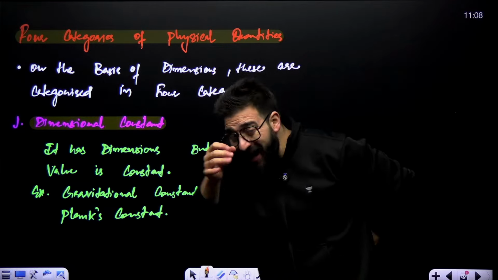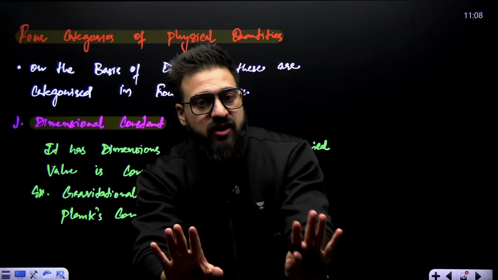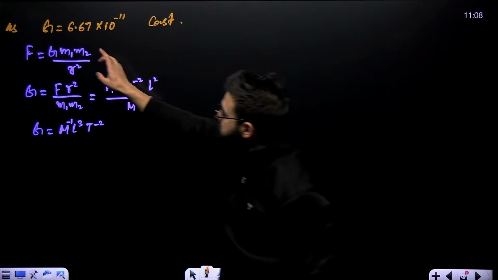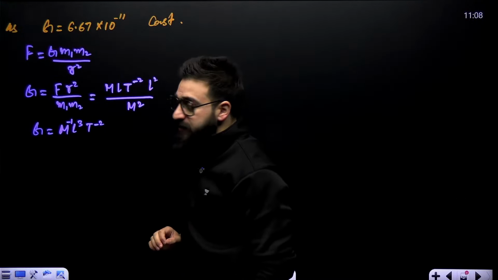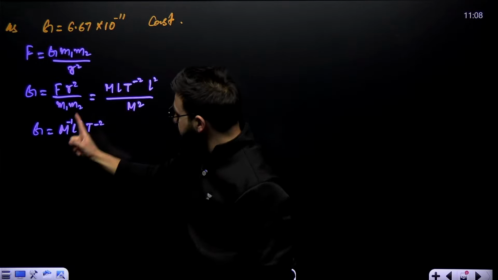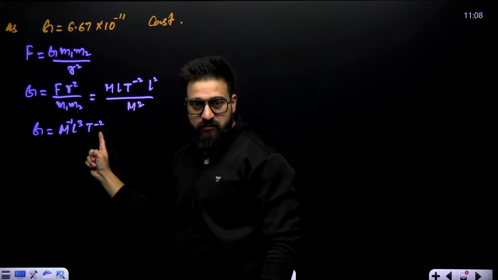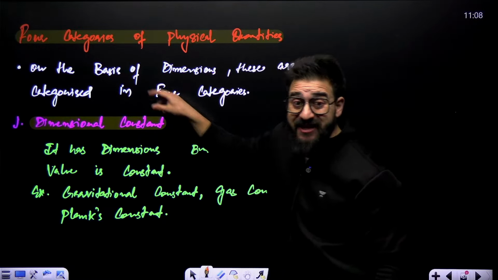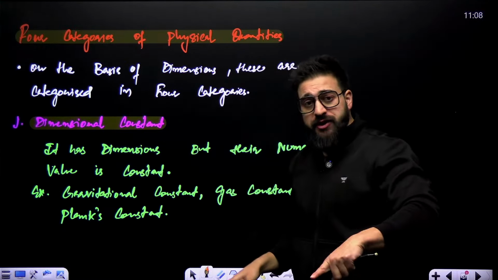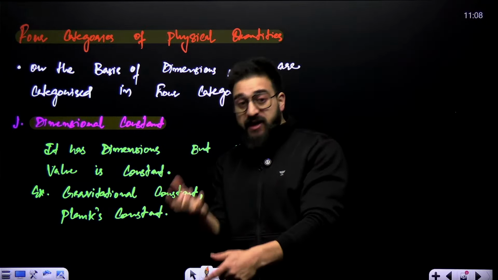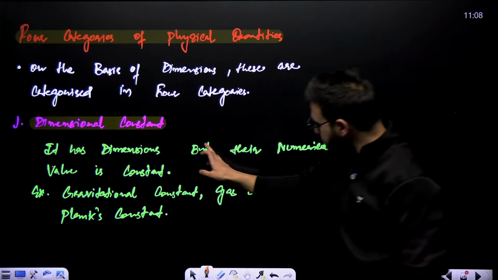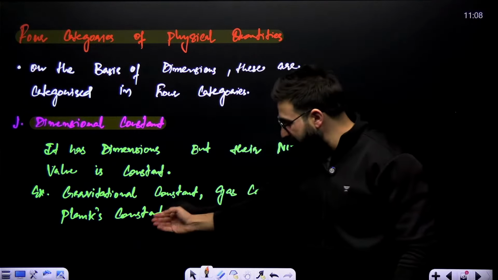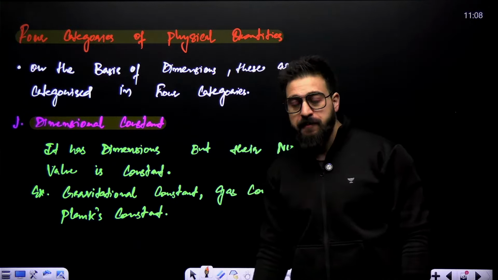So we say gravitational constant is that constant which has the dimensional formula, but its value is constant. Like its value is 6.67 into 10 raised to power minus 11. But when it comes to its dimensional formula, here I have calculated it. So that's what I say, it's a dimensional constant: that constant which has the dimensional formula, but value is constant. Similarly, gas constant, Planck's constant, etc. There are a lot of constants.